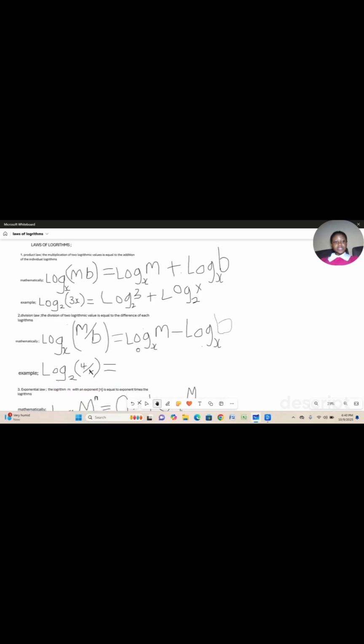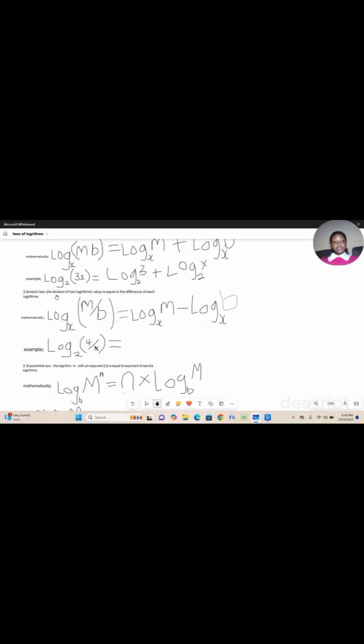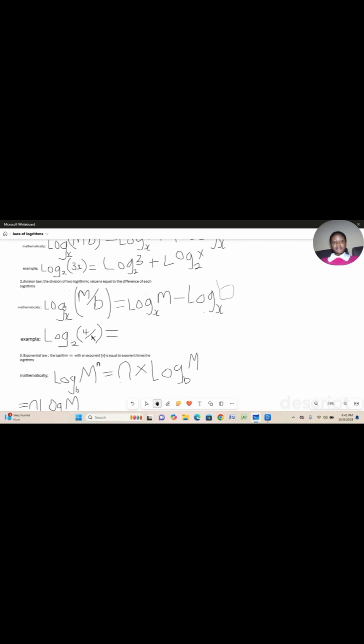Yeah, let's move to the next one. The next one is the division law. It says that the division of two logarithmic values is equal to the difference of each logarithm. Difference, subtraction. That is, when two logarithms are being divided, what do you do to them? You subtract, you minus. So look at this. You have log m divided by log b. This sign is what? Division sign. So log m divided by b base x equals what? Log m base x minus log b base x.